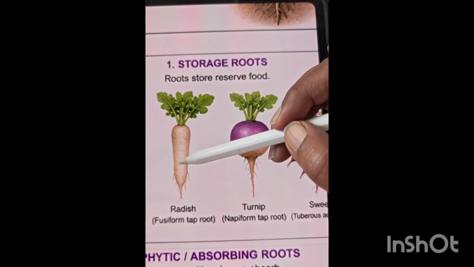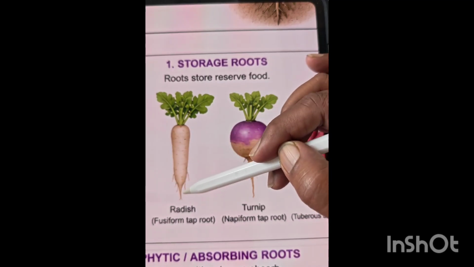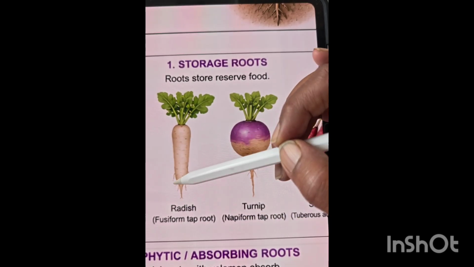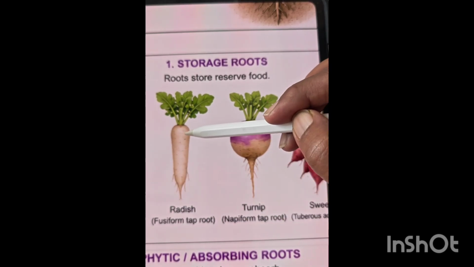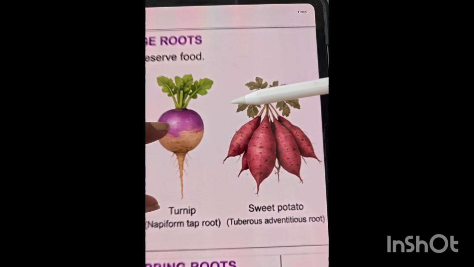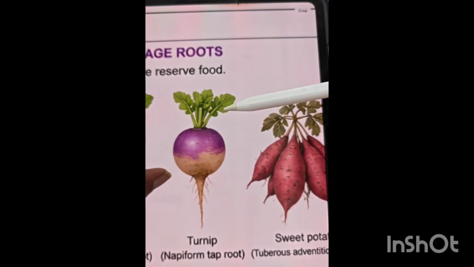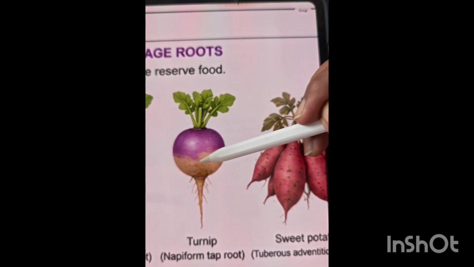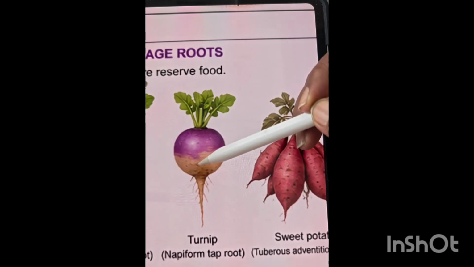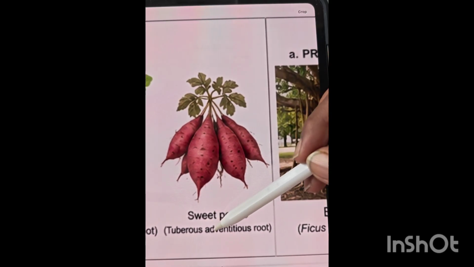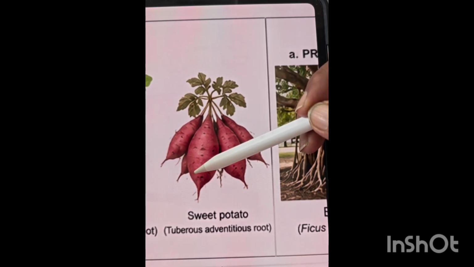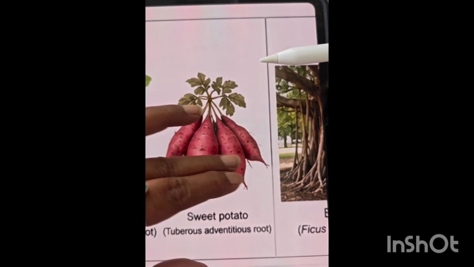In fusiform, the base is not that much tapering, it is a little different from the conical, and the tip is a little bit rounded. Next is napiform, where the root is totally changed into a spherical or round shape. A very common example is beetroot or turnip. And the third is tuberous, where both ends are tapering and the shape is irregular. An example is sweet potato.